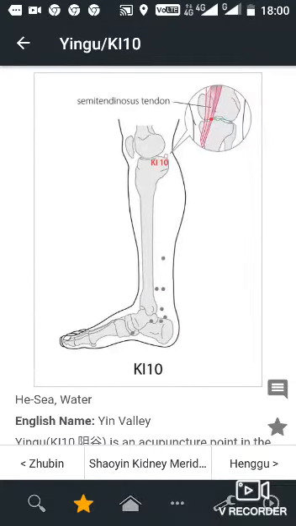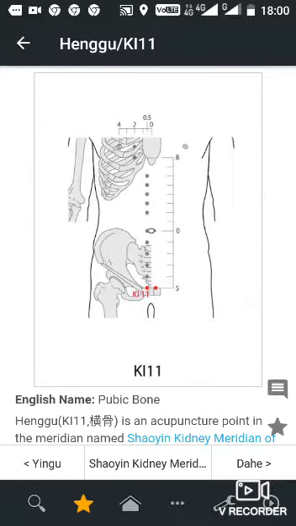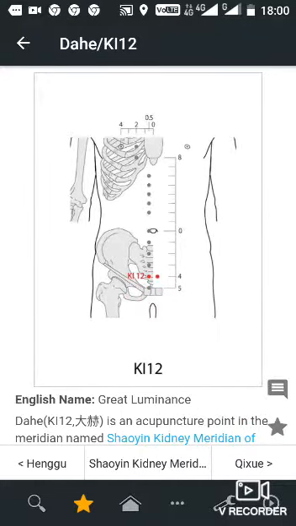Key 10, location. Knee bent, on the medial side of the popliteal fossa, between the tendons of M. semitendinosus and M. semimembranosus. Key 11, location. 5 cun below the umbilicus, 0.5 cun lateral to the anterior median line. Key 12, location. 4 cun below the umbilicus, 0.5 cun lateral to the anterior midline.